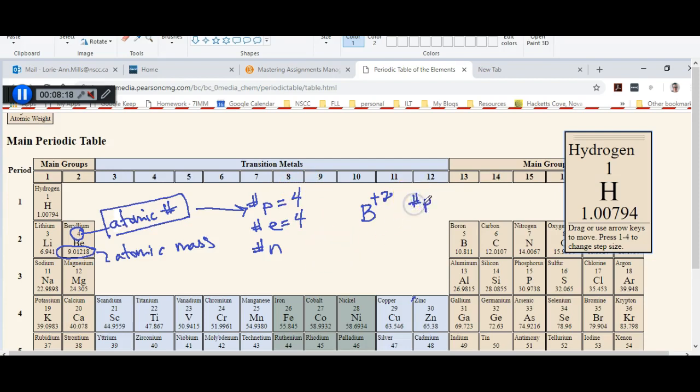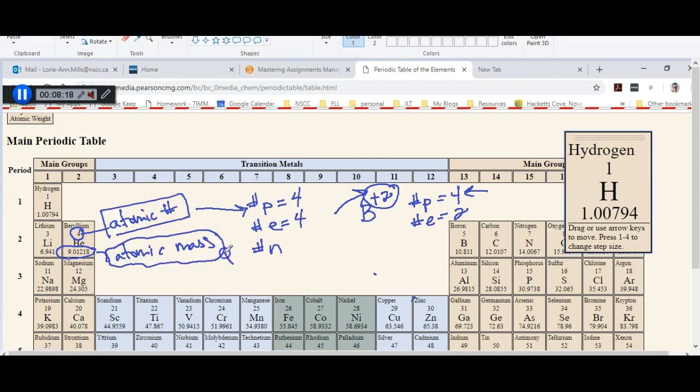So for a +2 ion of beryllium, you'll have 4 protons, but instead of having 4 electrons, you're going to have 2 less, because you're going to have 2 more protons than electrons. That's what that +2 means. 2 more protons than electrons, and if you can't change your protons, then you have to change your electrons. So proton number doesn't change. Electron number will change if you're dealing with a charge. And all of that is figured out using the atomic number.